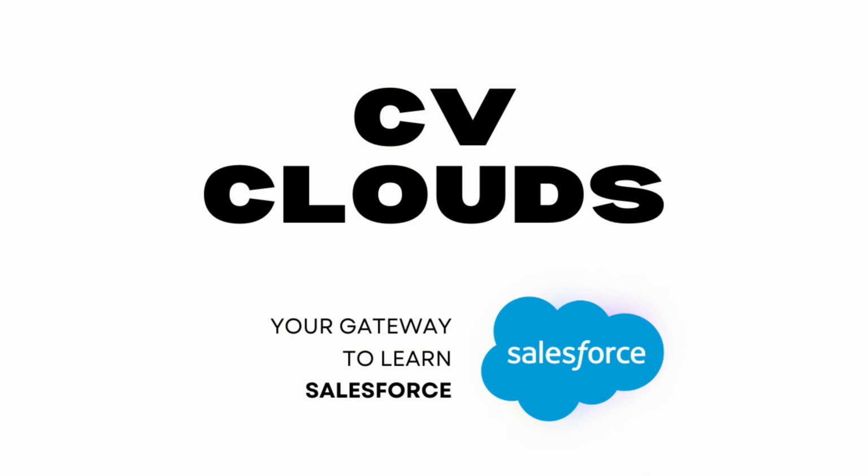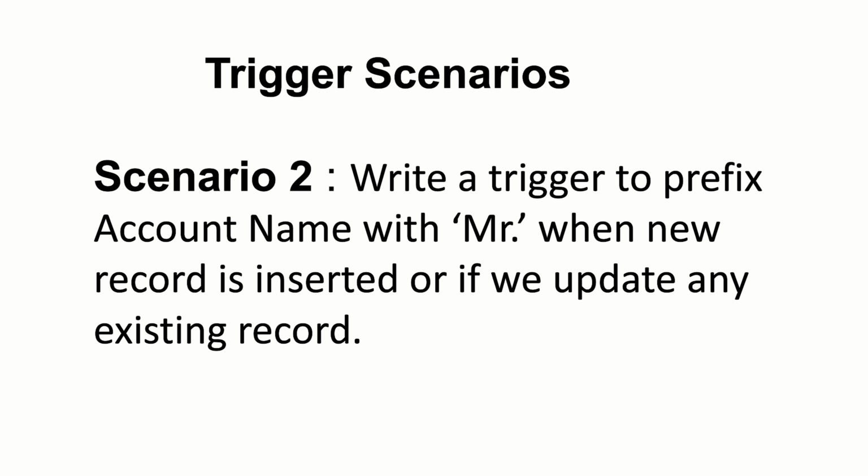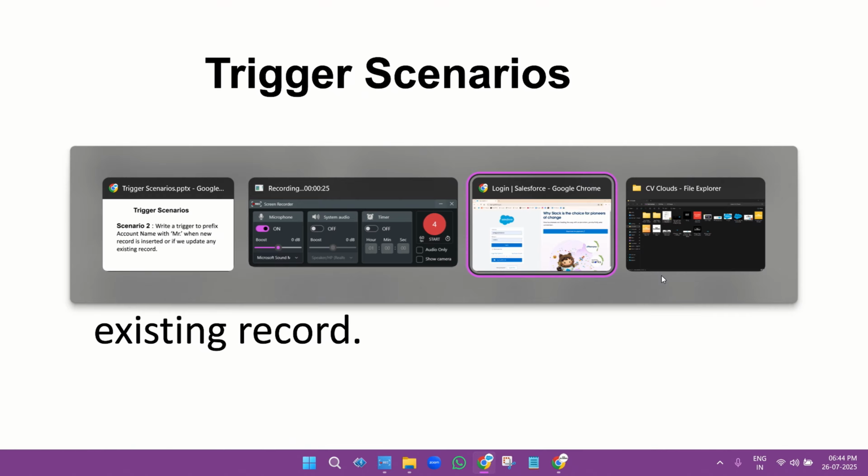My name is Vishal Mankar and today we will learn about the second trigger scenario. So first let's understand what the requirement is. The requirement here is we have to write a trigger to prefix the account name with Mr. when a new record is inserted or if we update any existing record. I will show you the exact scenario on the UI.